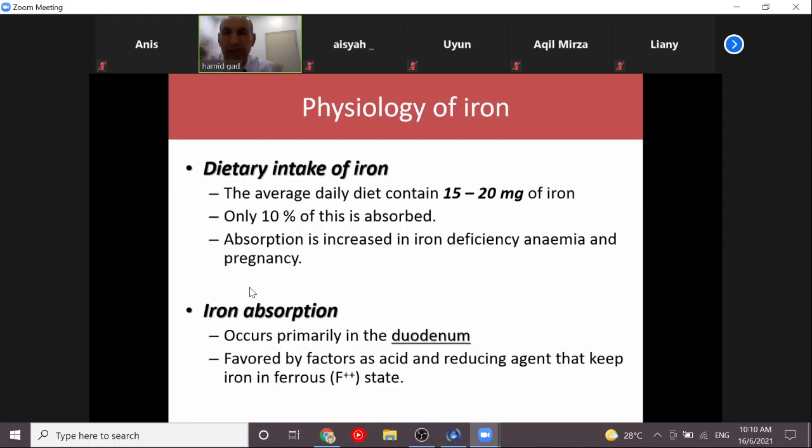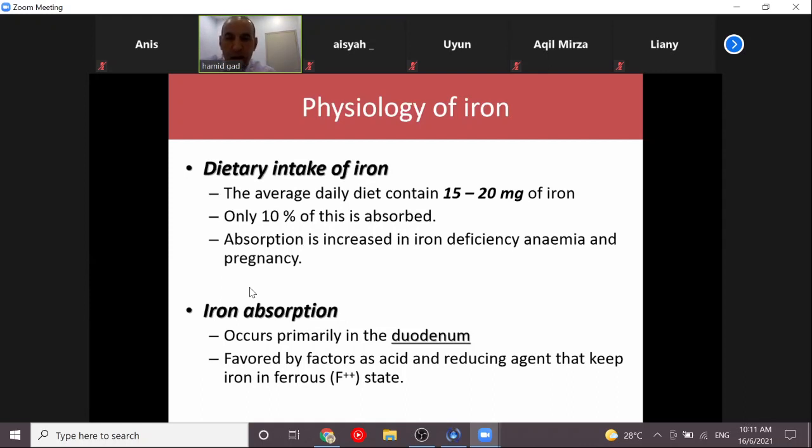Iron can be present in different forms. We have ferric iron and ferrous iron. When we take iron in the diet, usually it's ferric. We need to convert it to ferrous. Ferrous means Fe2+, ferric Fe3+. We usually absorb ferrous iron. Clear? So ferrous iron is absorbed faster than ferric. How do we convert ferric to ferrous? In the stomach, by the acid, by hydrochloric acid. That's why acidity is very important to absorb iron.